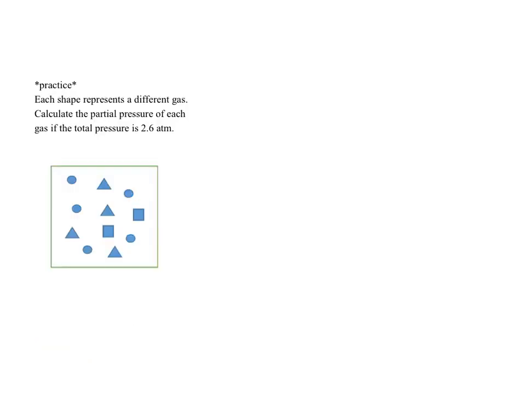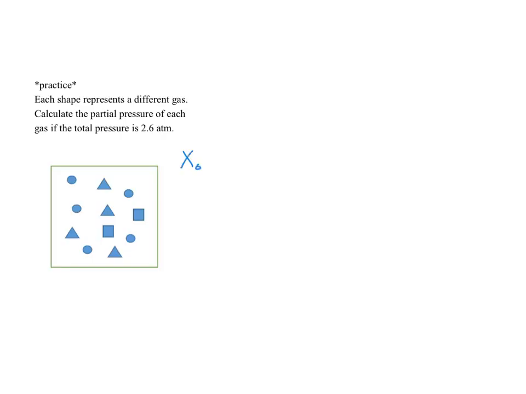All right, for this practice, really quickly, I have this on here. Each shape represents a different gas. Calculate the partial pressure of each one. The AP exam loves to do things where you just have to count shapes. So they're going to ask you to calculate the partial pressure of each, which means that you need to find the mole fraction of each.